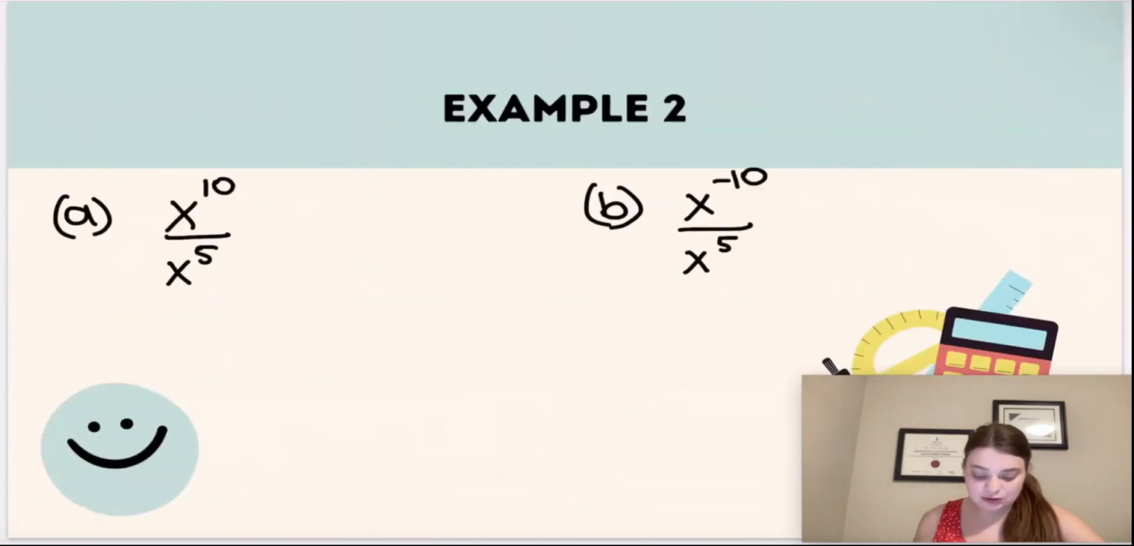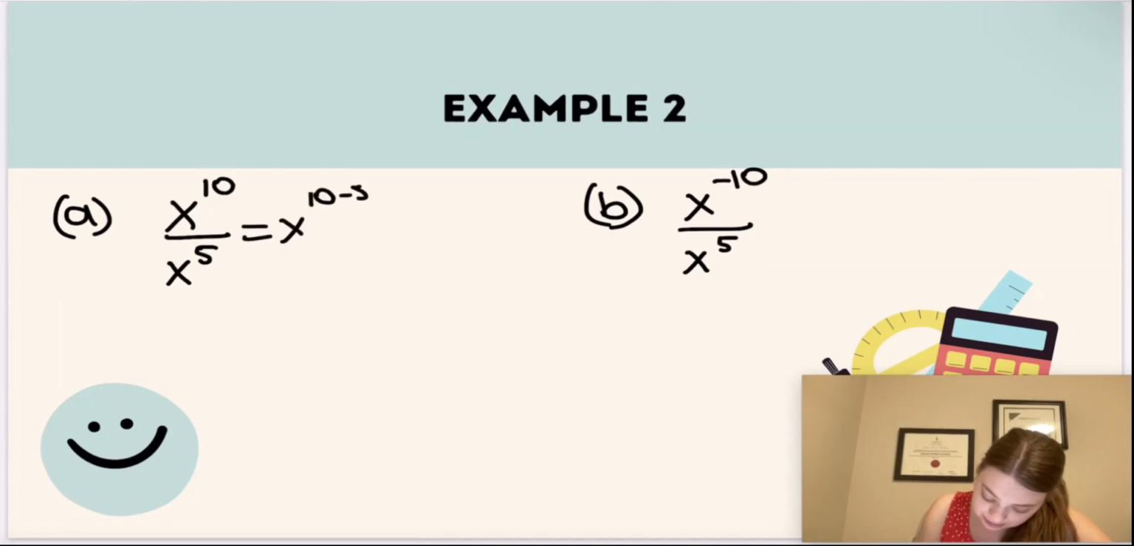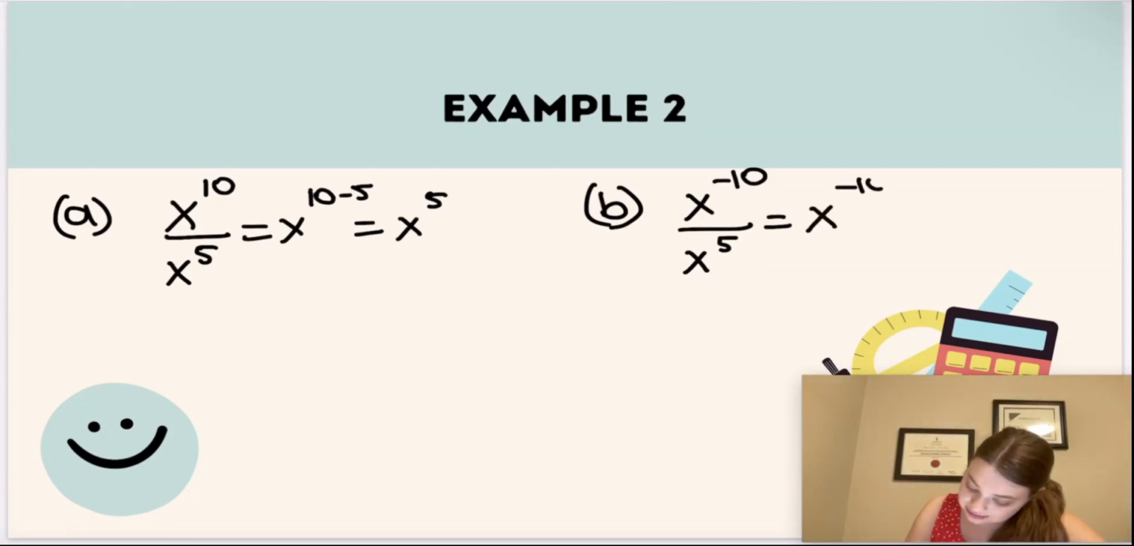Next, let's move on to example 2. So for example 2, we have x to the power 10 over x to the power of 5. So for this first one, I'm going to subtract, and we're going to get x to the power of 10 minus 5. 10 minus 5 is 5, so this is x to the power of 5. Then for this next one, we have x to the power of negative 10 over x to the power of 5. So same thing, I'm going to subtract them to get x to the power of negative 10 minus 5. And then negative 10 minus 5 is negative 15.